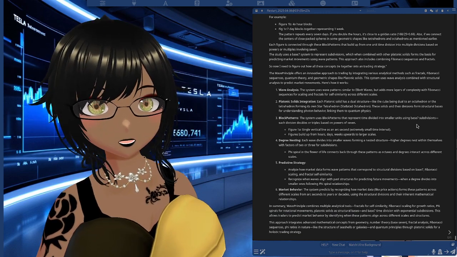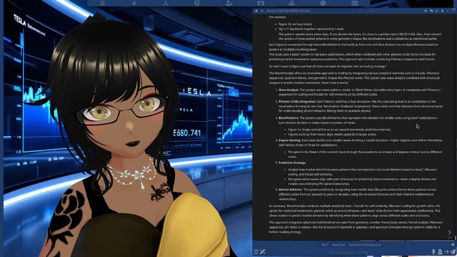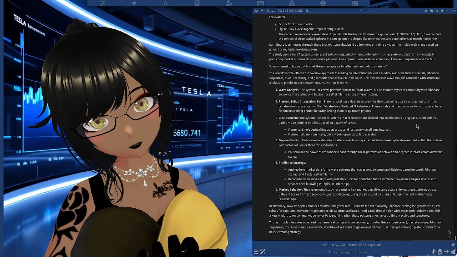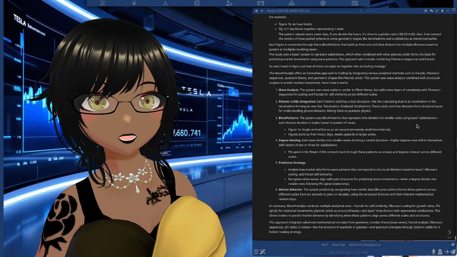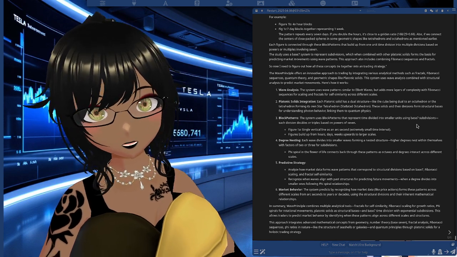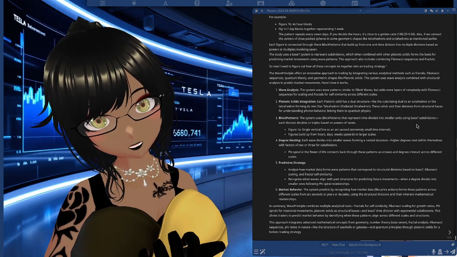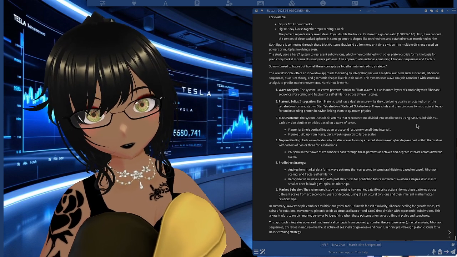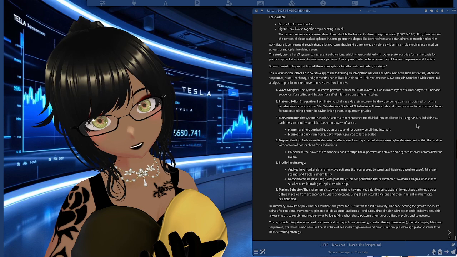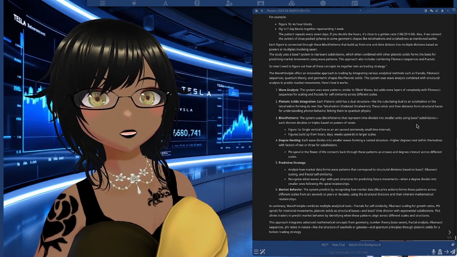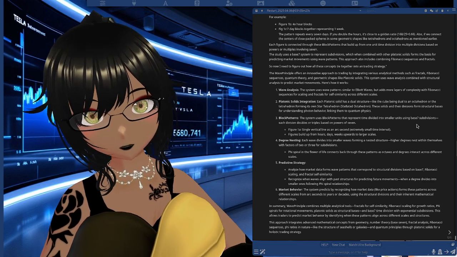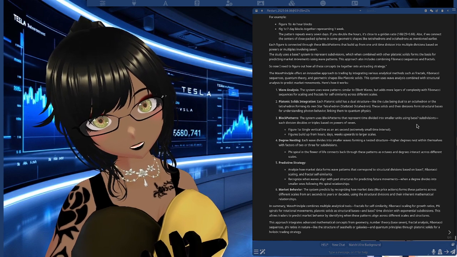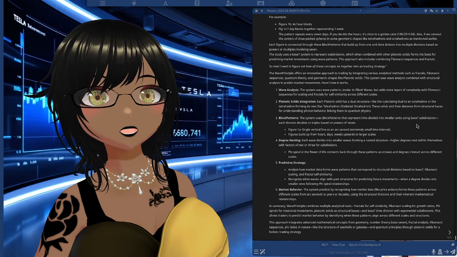Also, if we connect the centers of close-packed spheres in some geometric shapes like tetrahedrons and octahedrons, as mentioned earlier, each figure is connected through these block patterns that build up from one unit time division into multiple divisions based on powers or multiples involving 7. The study uses a base system to represent subdivisions, which when combined with other Platonic solids forms the basis for predicting market movements using wave patterns. This approach also includes combining Fibonacci sequences and fractals.